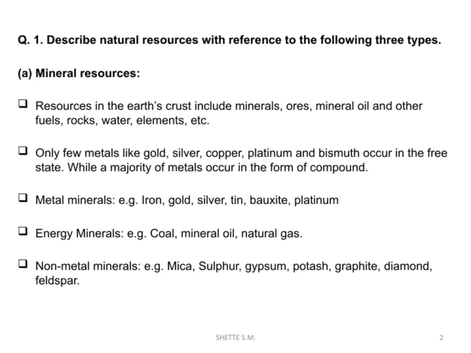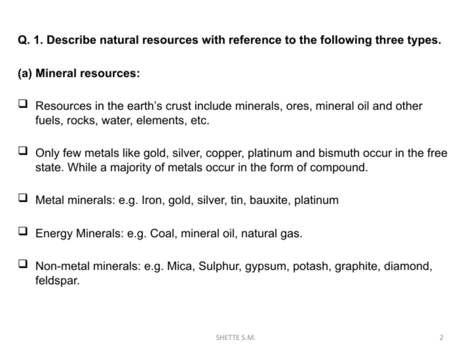Let's talk about mineral resources, which are a crucial part of our natural resources. These are found in the Earth's crust and include a variety of substances like minerals, ores, mineral oils, and other fuels. They also include rocks, water, and elements essential for our daily life. Now, when we look at metals, only a few like gold, silver, copper, platinum, and bismuth are found in their free state, meaning they are naturally in pure form. Most other metals, however, are not free. They exist as compounds within minerals.